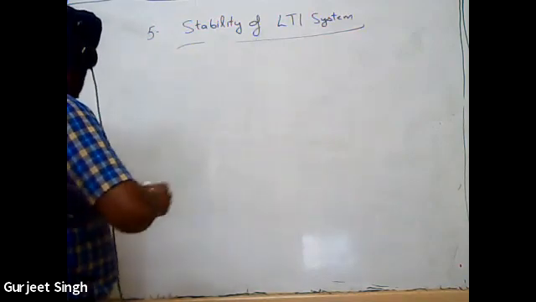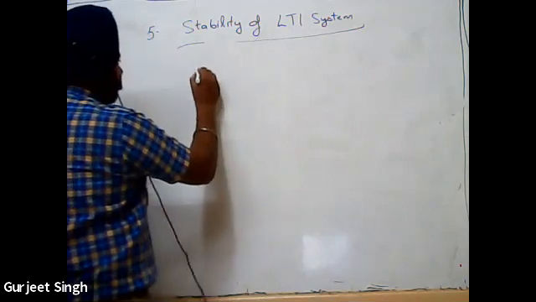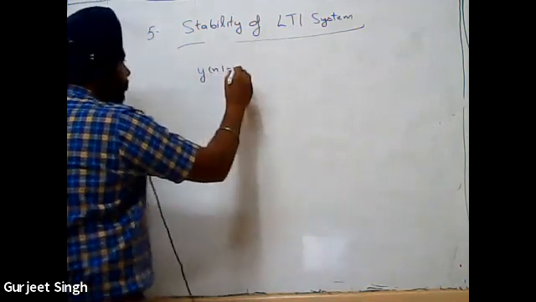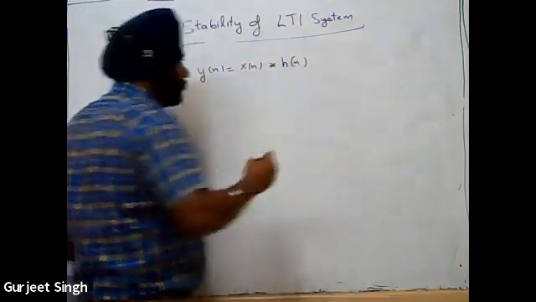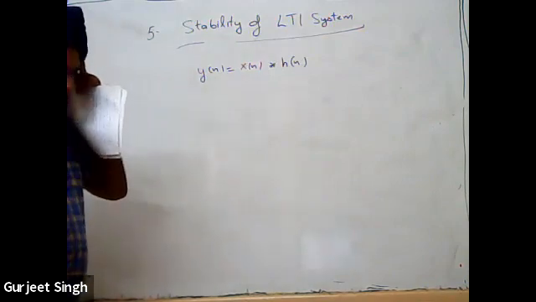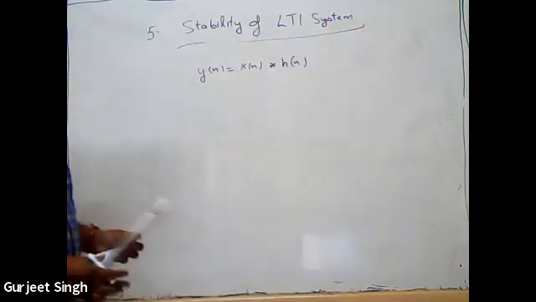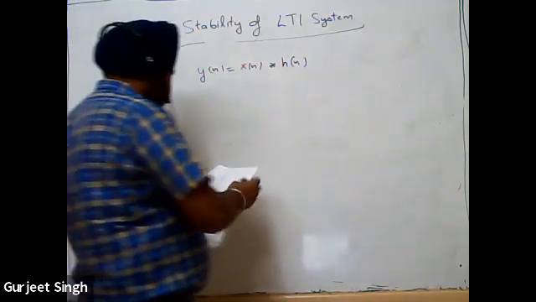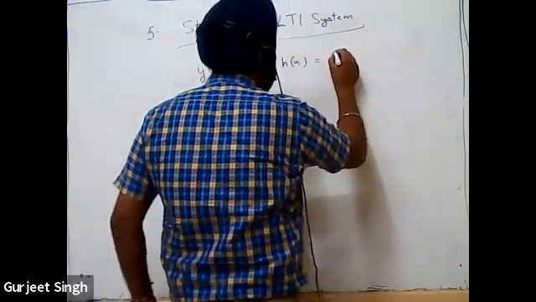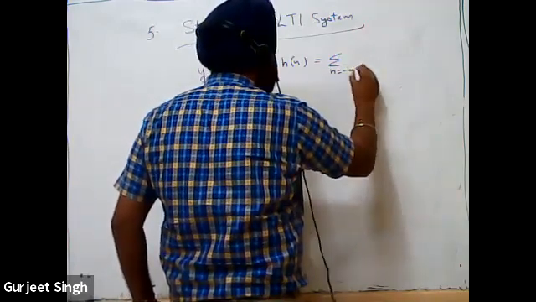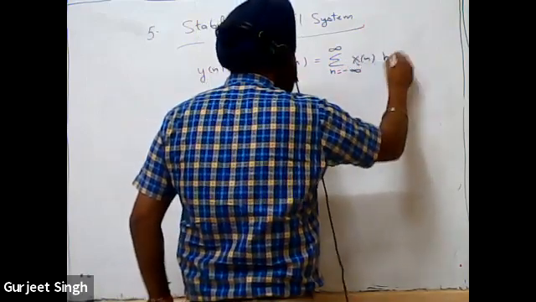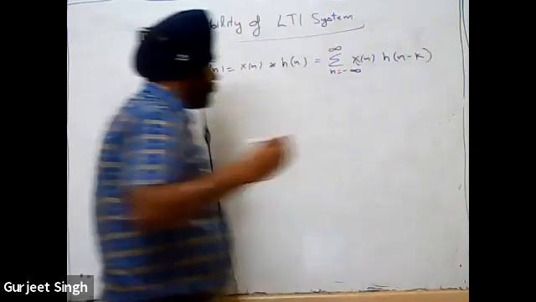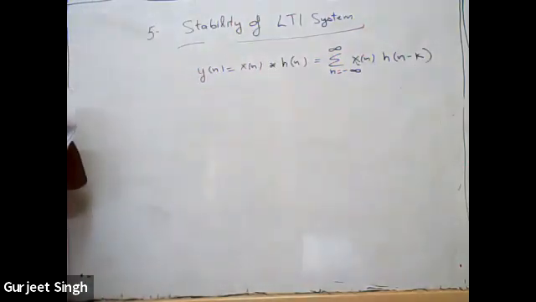Like we are having an output y[n] is equal to x[n] convolution h[n]. So this is the equation of convolution in the discrete time system, that is the summation from k equal to minus infinity to infinity of x[k] h[n minus k]. So this is the equation of convolution of the LTI system.